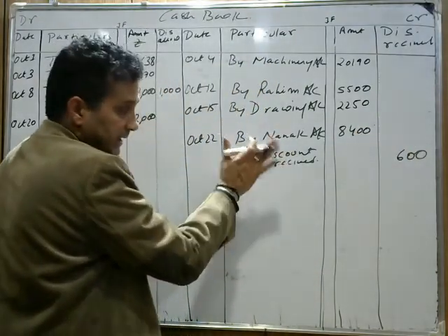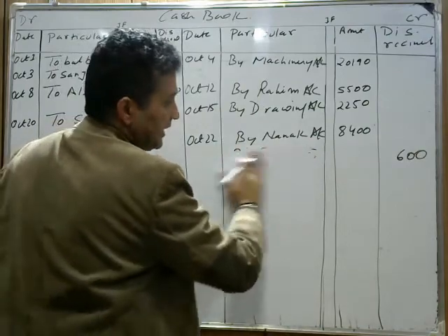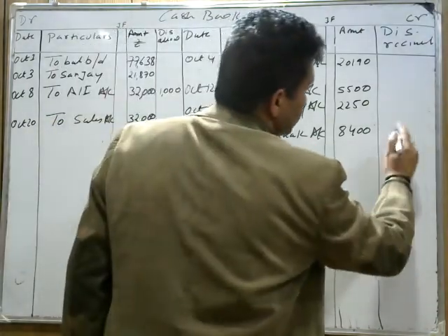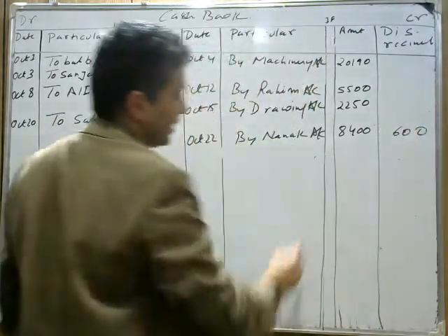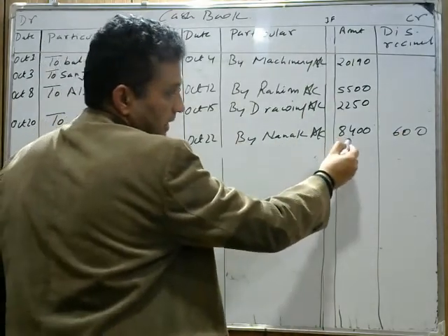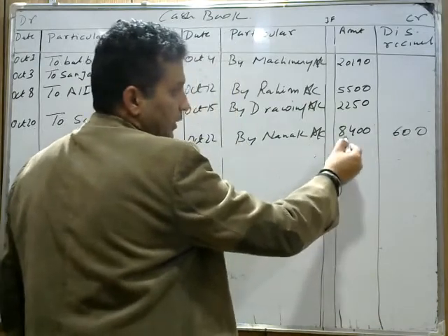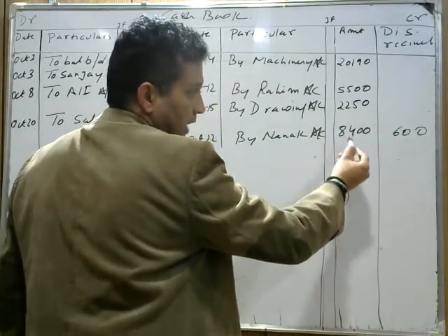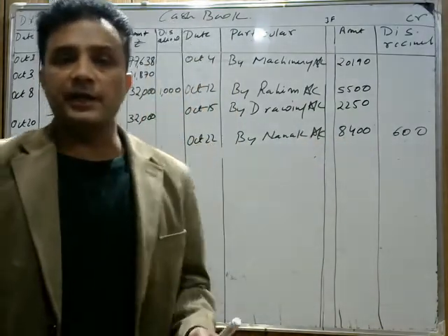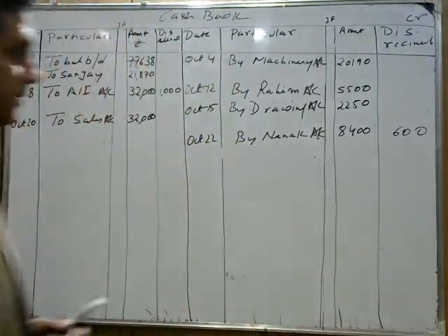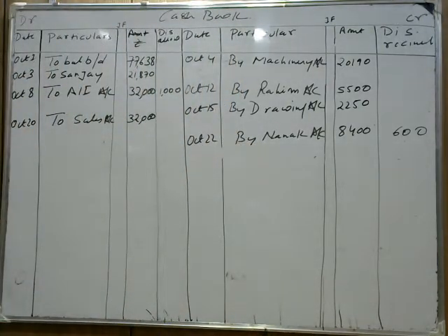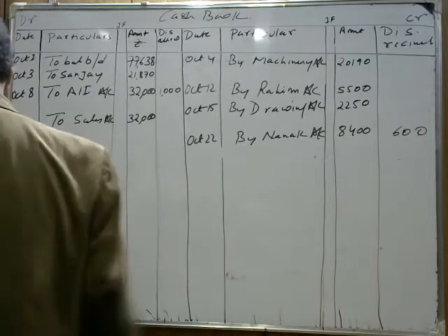कहने का मतलब ये है आपको डिस्काउंट रिसीव लिखने की कोई जरूरत नहीं है. आप डायरेक्टली इसको लिख दो. It's clearly understood because नानक को हमने पे किया 8,400 रुपीज और हमें 600 का डिस्काउंट मिला. It means we have to pay to Nanak 9,000. Actually we are paying 8,400 and we are getting a discount of rupees 600 from Nanak. So we are receiving discount. It's an income for us, so all incomes are credited. We write by Nanak account.